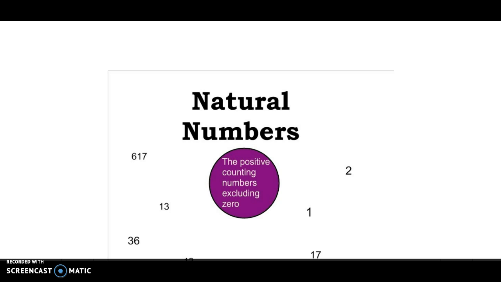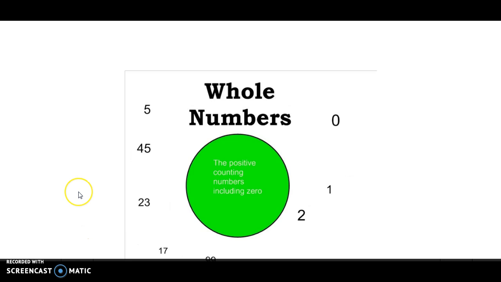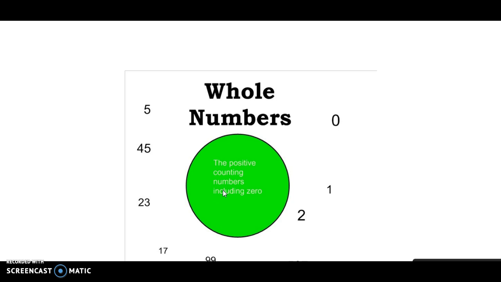Natural numbers are all of the positive counting numbers, excluding 0. Please make sure you write down all these examples here so you have them to look back on later. Now, notice it says excluding 0. That's key because our next vocab word is whole numbers. Whole numbers are all the positive counting numbers like 1, 2, 3, 4, 5, 6, 7, 8, all those, but it includes 0 now. So natural did not include 0 and whole numbers include 0.